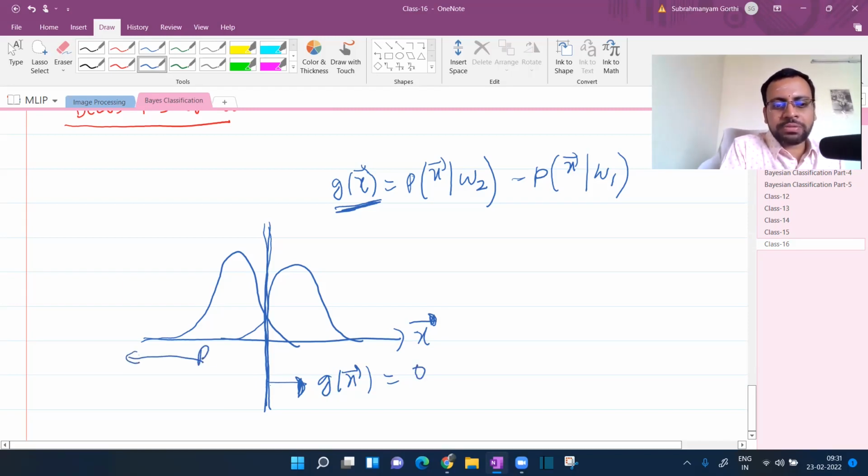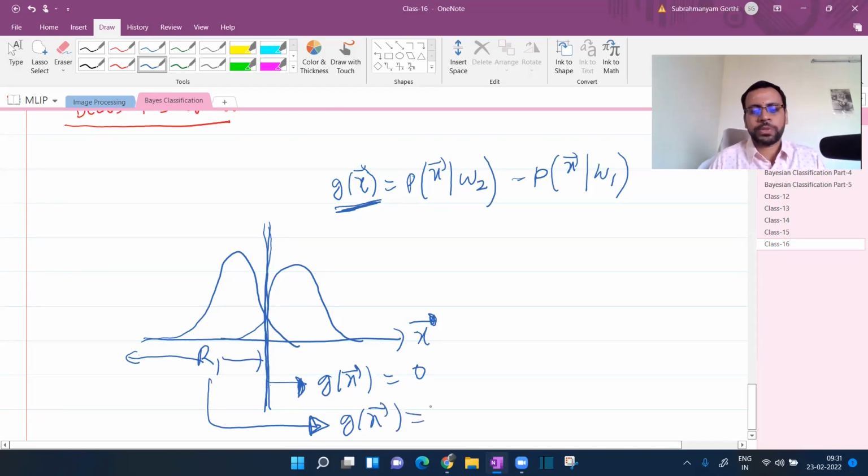What about this whole region, if we call it R1? What will be the g of x bar value here in terms of its sign? Of course the value would vary, but what would be the sign? Negative. Because omega 1 is more correct on this side.